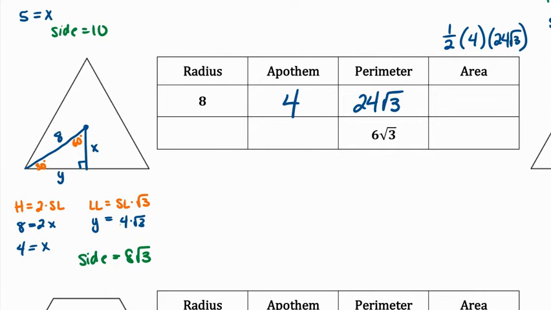Oh, this works for like every single shape. It works for as long as they're regular. So it will only work for an equilateral triangle, right? Not for every triangle. Good question. And it only works for a square, not all rectangles, right? Okay. So what's that? 1/2 of 4 is 2. 2 times 24 is 48 radical 3. Ta-da!